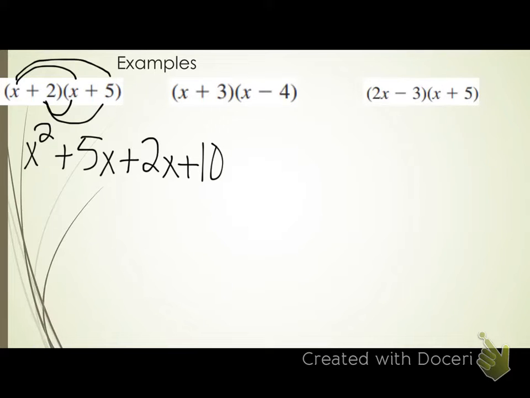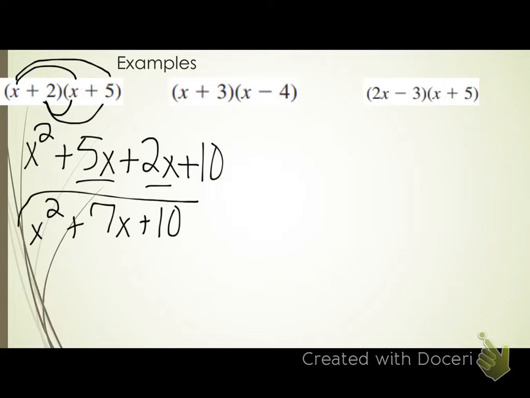Okay. Has every term in the first set of parentheses been multiplied by every term in the second set? Yep. Now I can see if I need to combine like terms. Do I? Yes. 5x and 2x. What is 5x plus 2x? 7x. Any other like terms? No. Is this in standard form? Yes, it is. Questions on that first one?